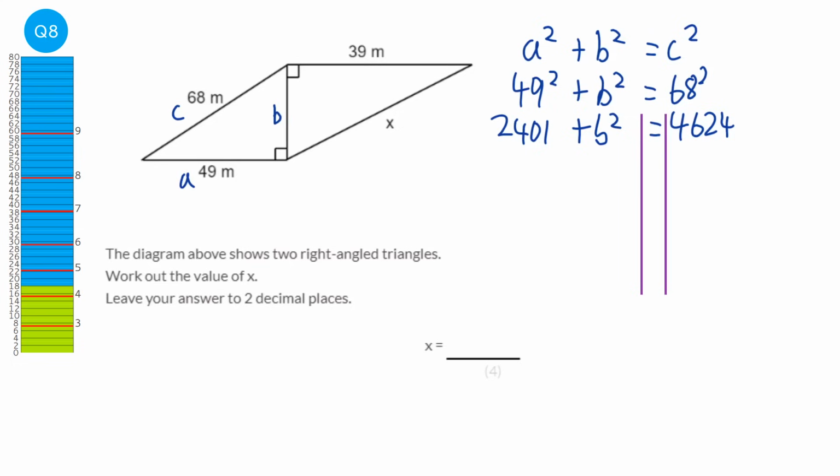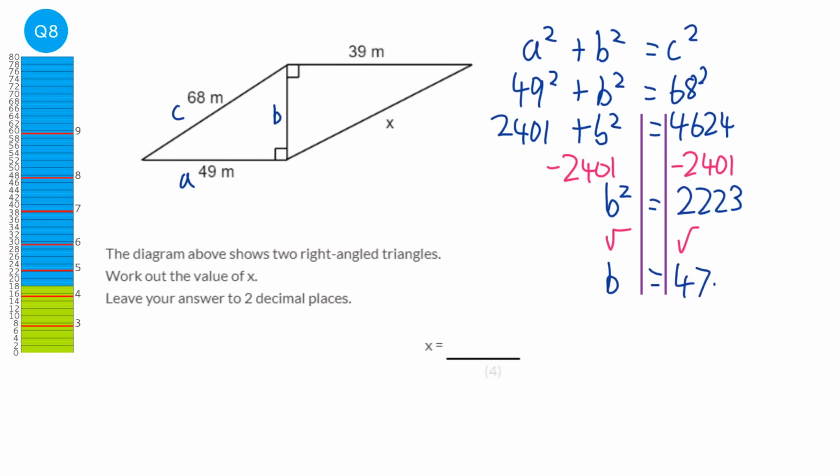So we are solving here, so let's get our lines down. And we're going to start by subtracting the 2,401 from both sides. So we've got b squared equals 2,223. Then we're going to square root both sides, and we've got b equal to 47.148, blah blah blah.